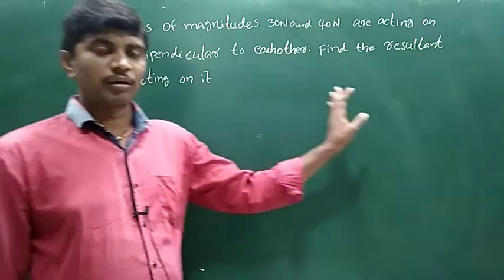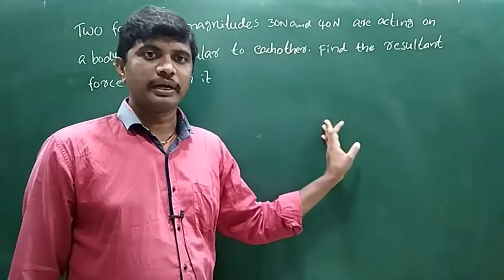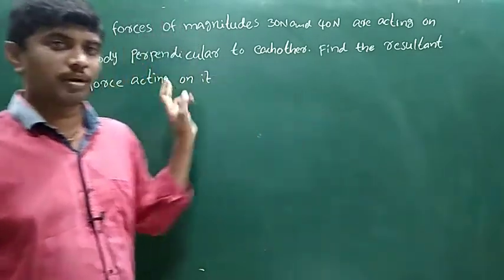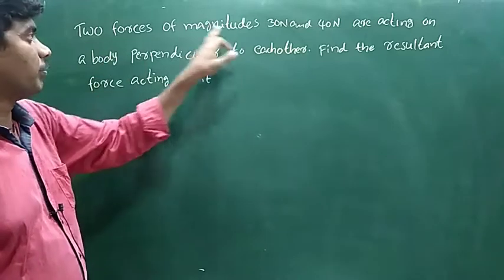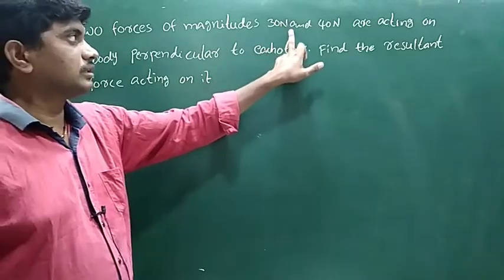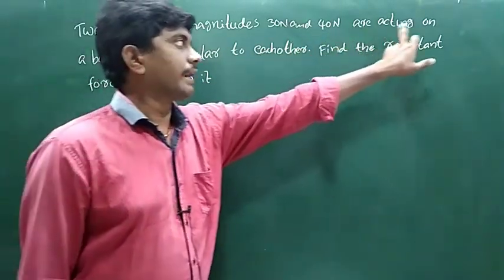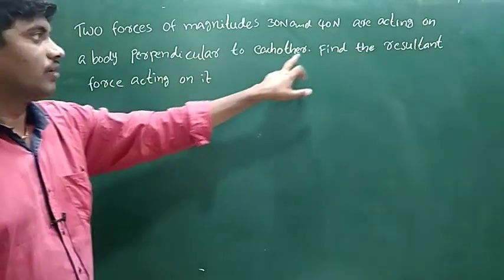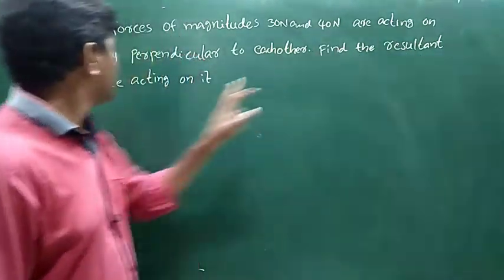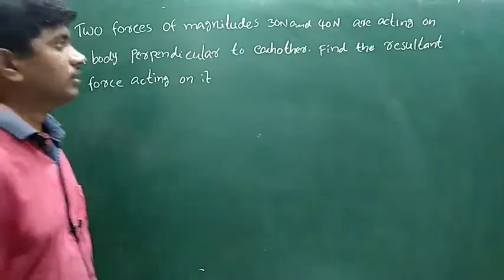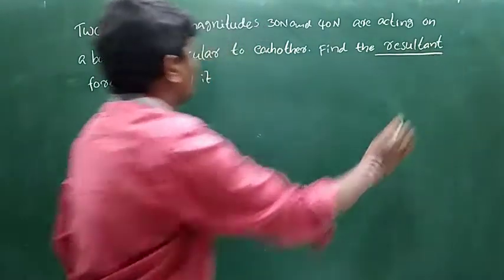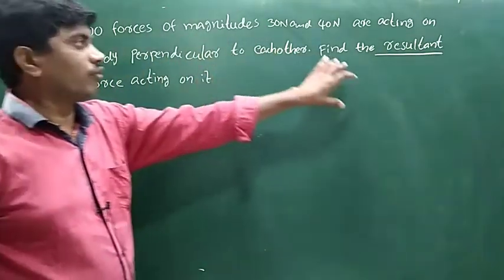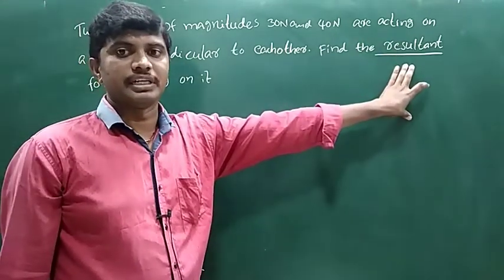Today's topic is problems on the parallelogram law of vectors, magnitude and direction. The first problem: two forces of magnitudes 30 newtons and 40 newtons act on a body perpendicular to each other. Find the resultant force acting on it, that is, its magnitude and direction.